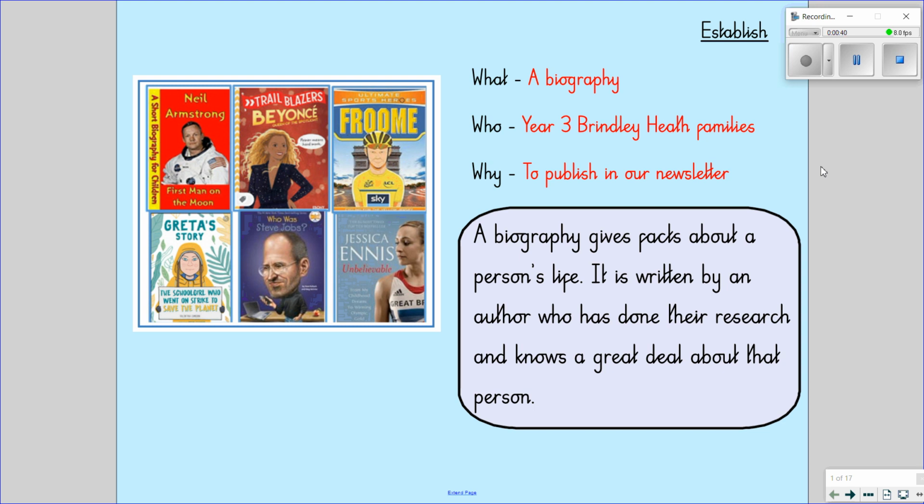So biography, what is a biography? A biography gives us facts about a person's life. It's written by an author who has done their research and knows a great deal about that person. And I've got some pictures there of different well-known people that you may have heard of, and their books, which are biographies. So written all about them by various people.